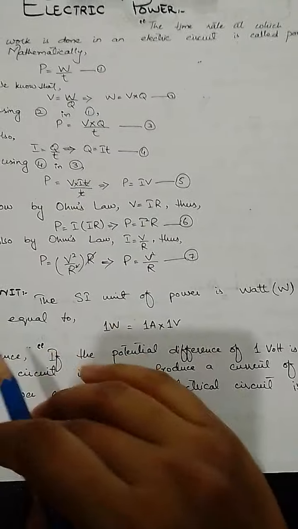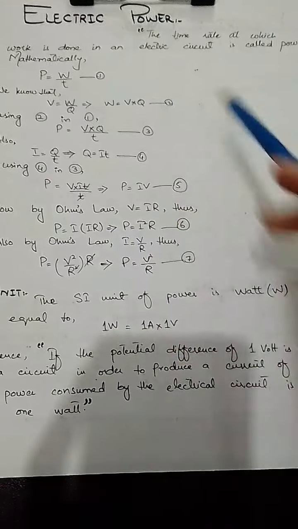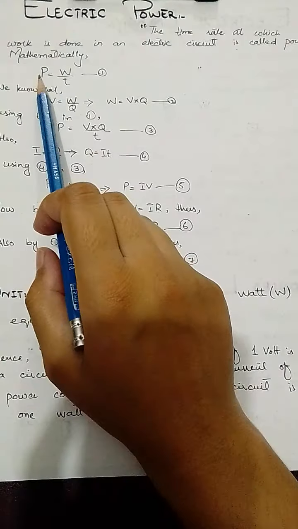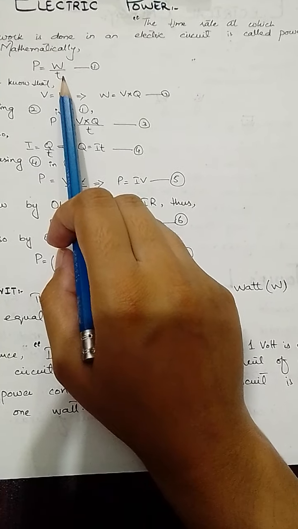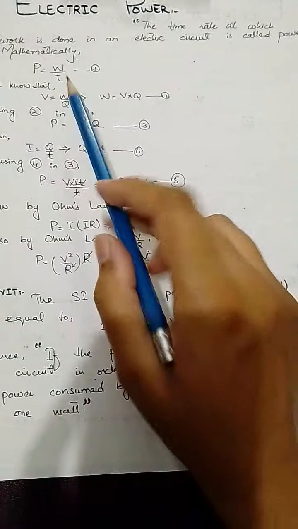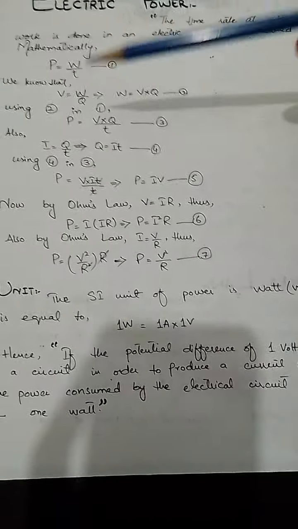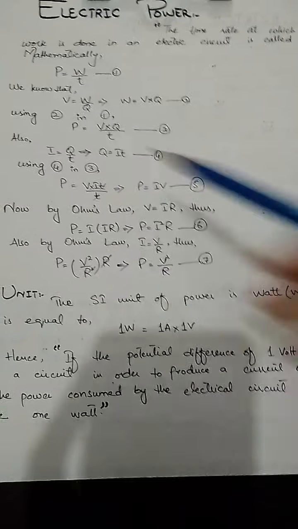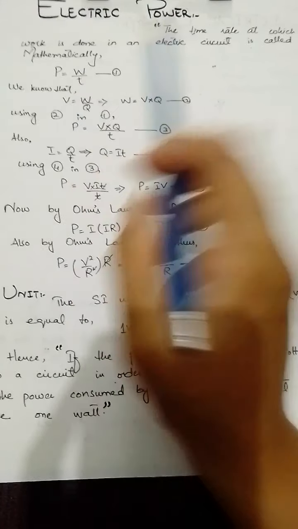Remember, मैंने आपको पिछले लेक्चर में बताया था that the work done is equal to the energy consumed, right? So power mathematically can be written as P equals W by T, where W is the work done and T is the time. Now we have to transform this equation according to our needs. This is one basic equation for power.